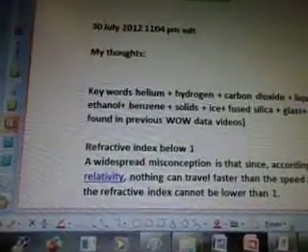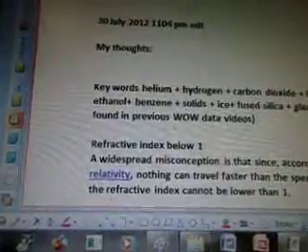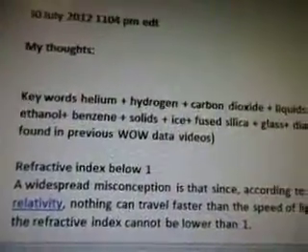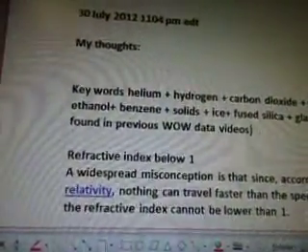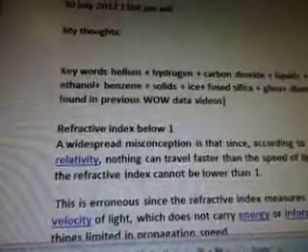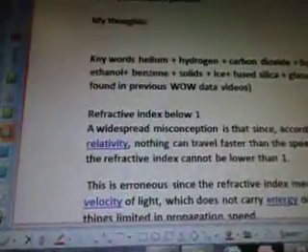So July 30, 2012 was when I was working on this, and today is August 27, 2012. So my thoughts. This is the formula I got from the keywords, okay? So your keywords are helium plus hydrogen plus carbon dioxide plus liquids plus water plus ethanol plus benzene plus solids plus ice plus fused silica plus glass plus diamond, all found in previous WOW data videos. All those keywords have come up before.